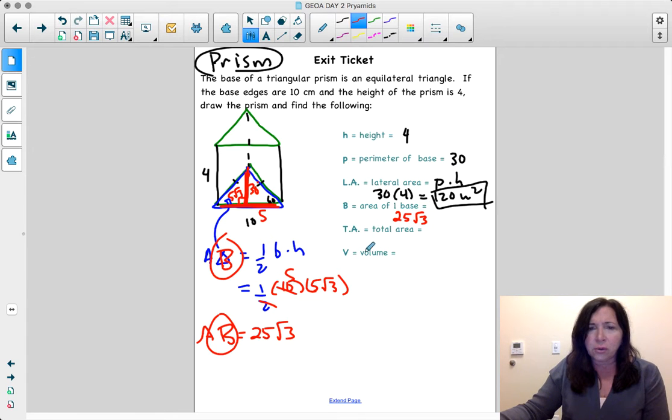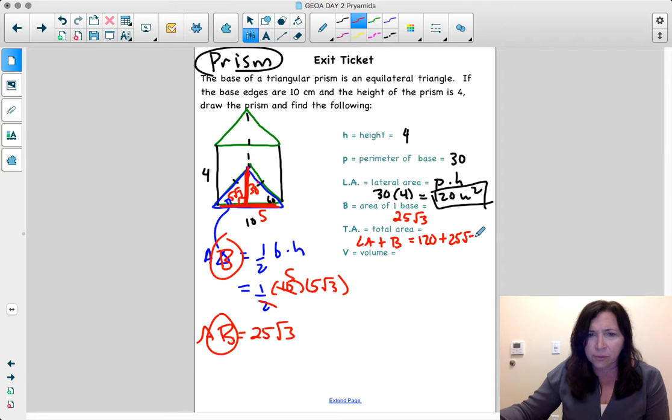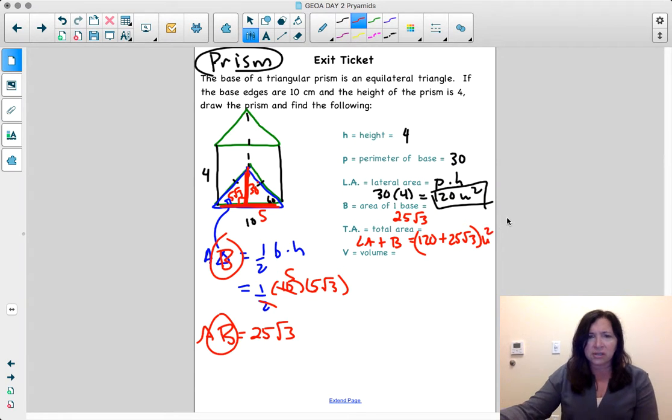So my total area, okay, is my lateral area. Remember my total area? Okay, total area is my lateral area plus the area of one base. So my lateral area is 120 units squared plus the area of one base, which is 25 root 3. And so that's going to be my answer, units squared. Just leave it like that. You don't have to approximate it. You can just leave it.